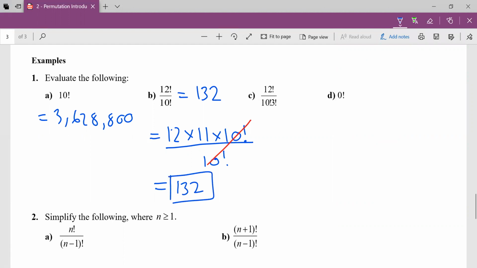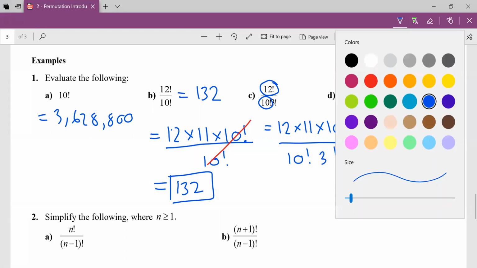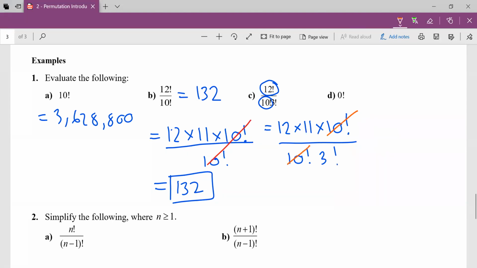Okay, C. What do I get here? So what I'm going to do is I'm going to expand the larger term. So 12 factorial is 12 times 11 times 10, and I'll stop there because that's what I see in my denominator. Just like that. Again, 10 factorial divided by 10 factorial is 1. Now, 12 times 11 is 132. 3 factorial is 6. And what's that? That sounds like 22 to me without using a calculator.